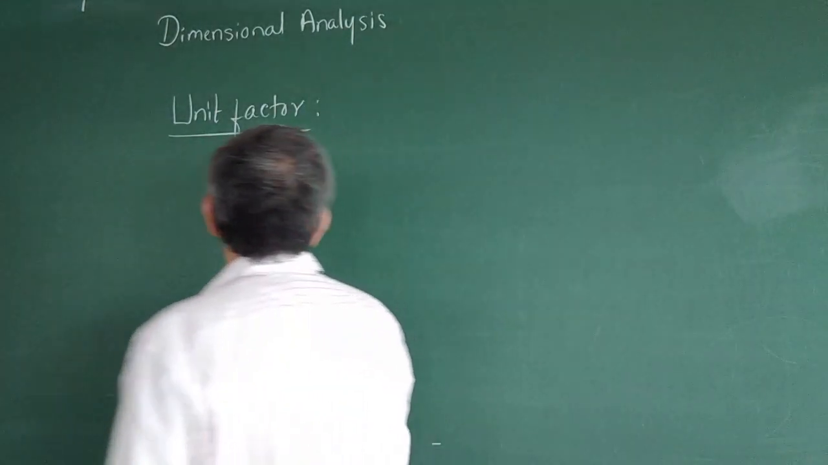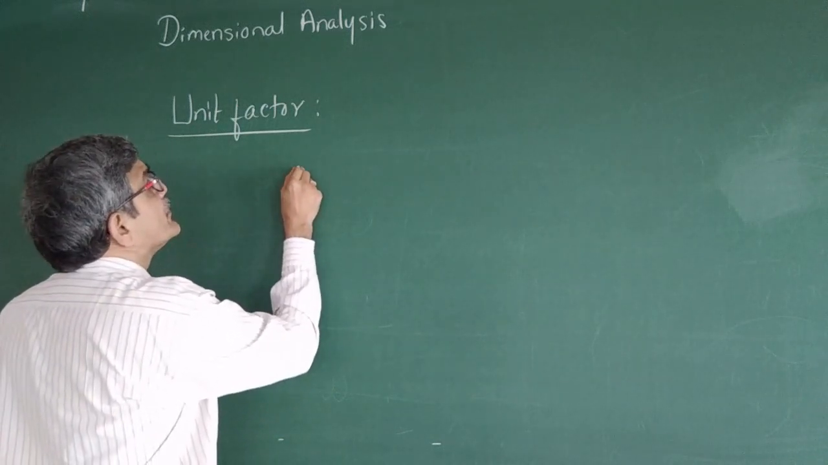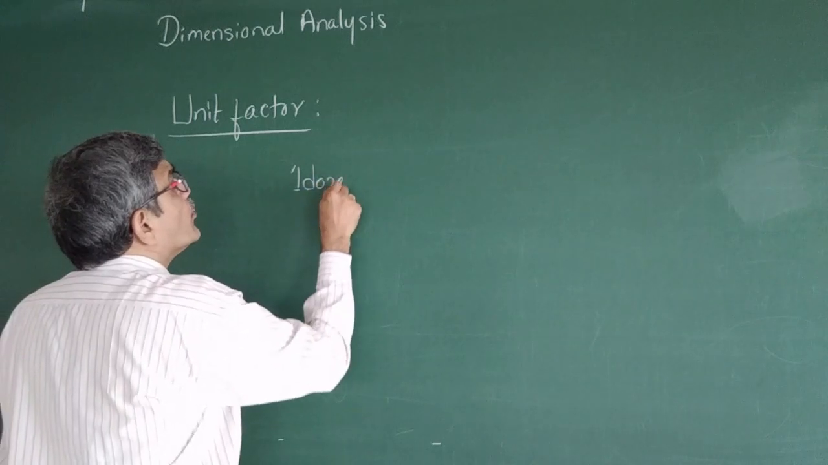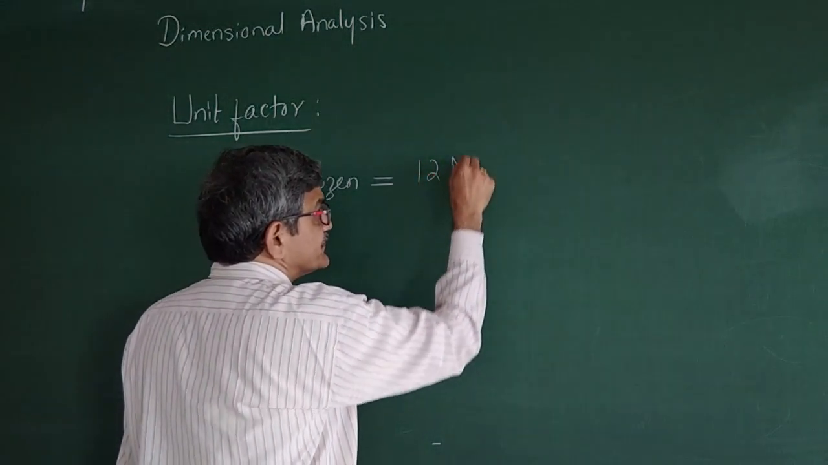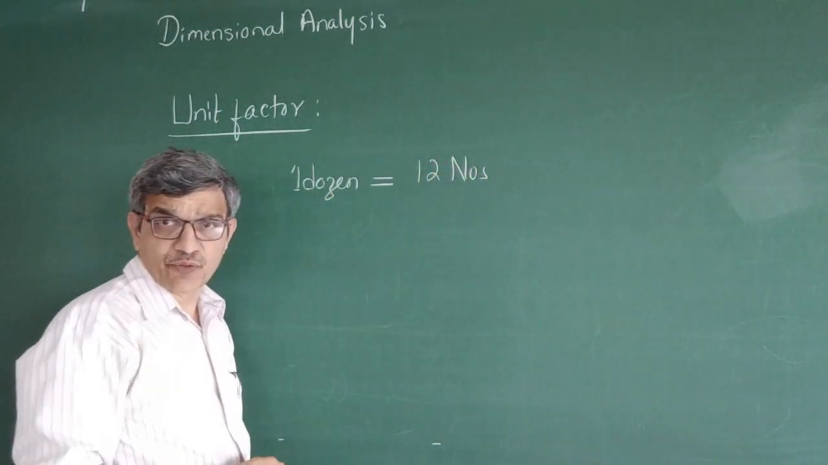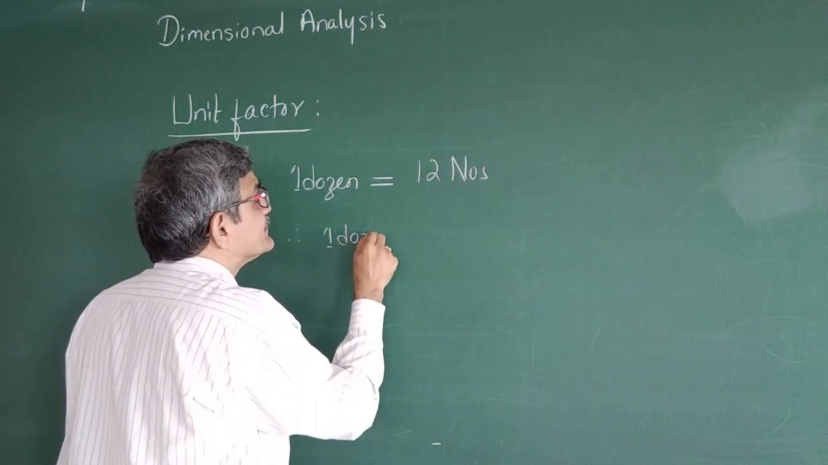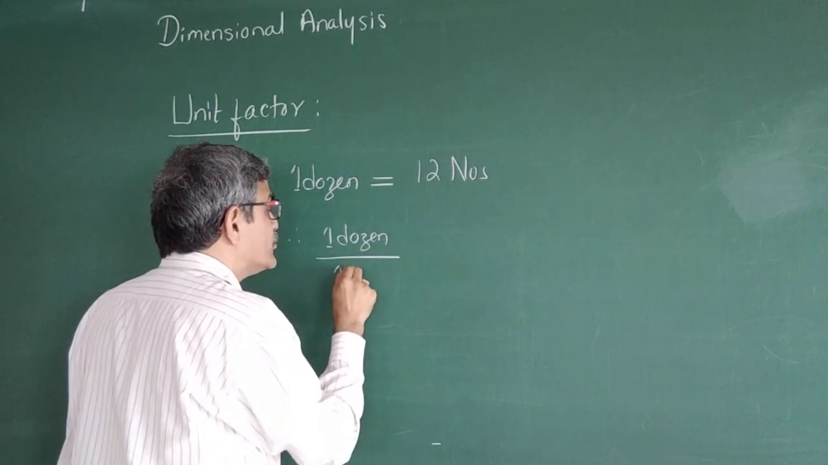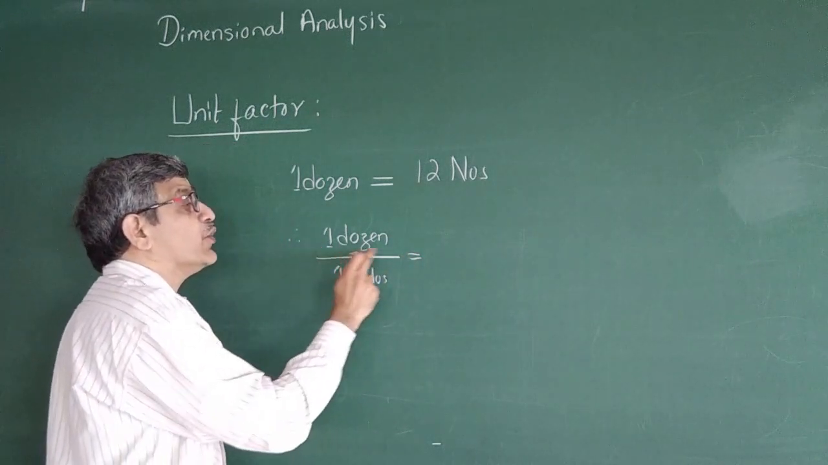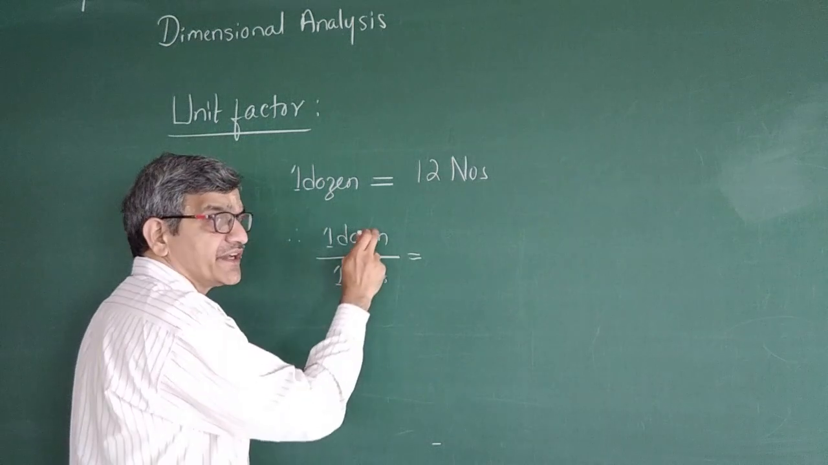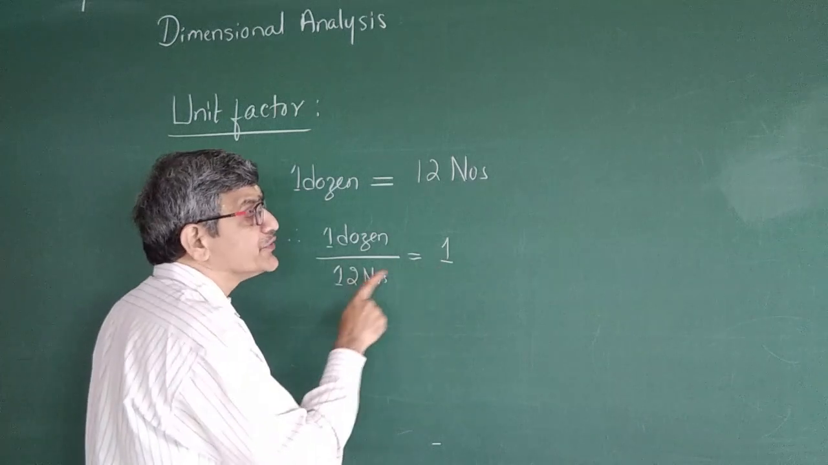For example here, unit factor, I will take with example here. 1 dozen. 1 dozen is ಎಷ್ಟು? It is nothing but 12 numbers. Okay. 1 dozen is 12 numbers. So therefore, if I write it as 1 dozen divided by 12 numbers is equal to how much? It is not 1 by 12 ಆಗುವುದಿಲ್ಲ. 1 dozen ಅಂದ್ರೂ ಅಷ್ಟೇ, 12 numbers ಅಂದ್ರೂ ಅಷ್ಟೇ. A number divided by the same number is always equal to 1. So this is a unit factor.